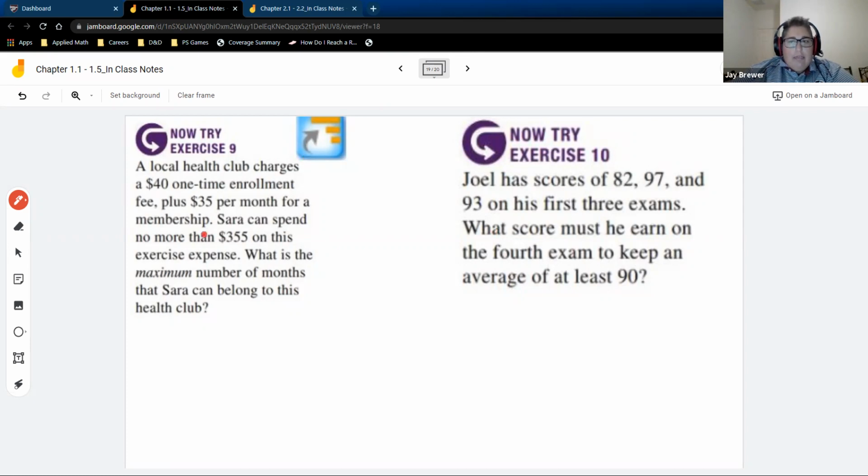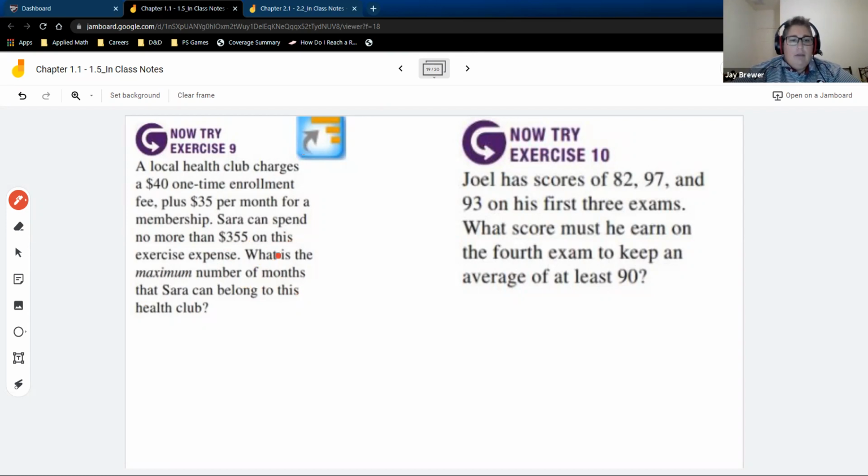So when you're dealing with an application problem, the first thing you want to do is read the problem like you're a human being, and then read it again as if you're a mathematician and figure out what you need to pull out. So a local health club charges $40 one-time enrollment fee plus $35 per month for a membership. Sarah can spend no more than $355 on this exercise expense. What is the maximum number of months that Sarah can belong to the club?